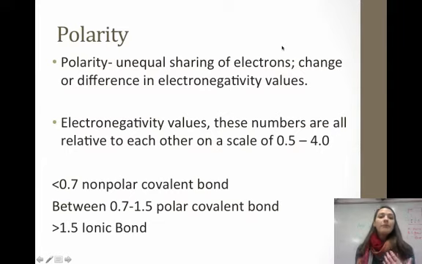So polarity. Polarity is talking about the unequal sharing of electrons. It's talking about the difference in electronegativity values. So it's the difference in electronegativities and how much the two atoms are sharing those electrons. Where are the electrons more toward which atom? Electronegativity values are all on an electronegativity periodic table, and I'll give you a chart. They're on a scale of 0.5 to 4. So fluorine is our most electronegative atom, and it's got a value of 4.0.